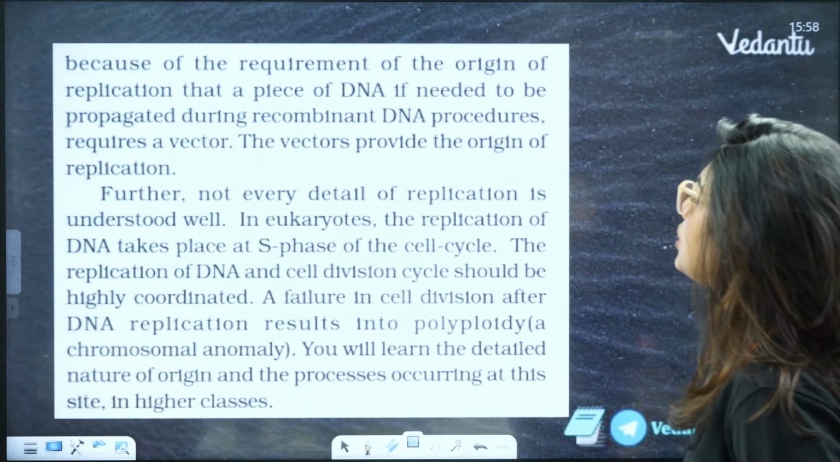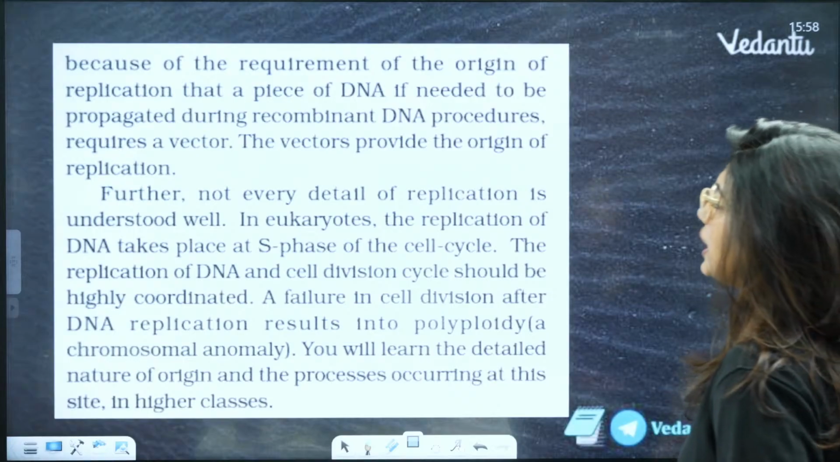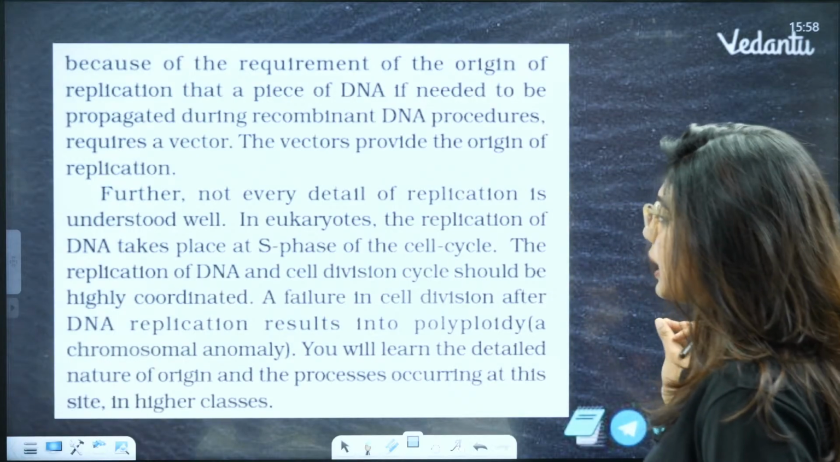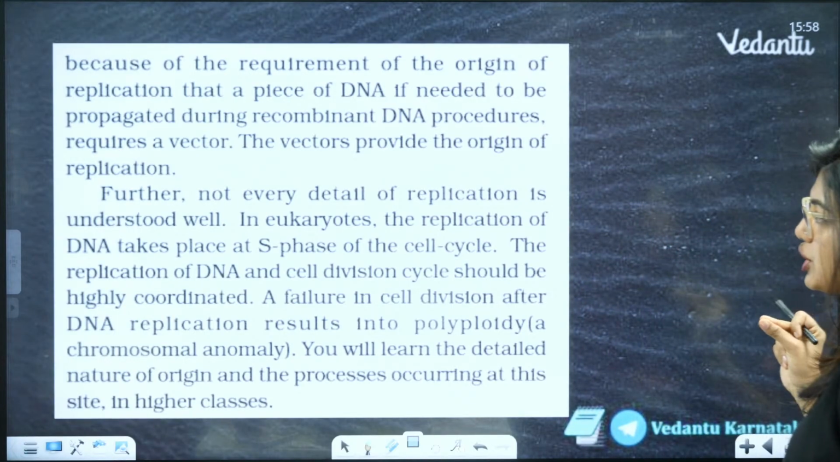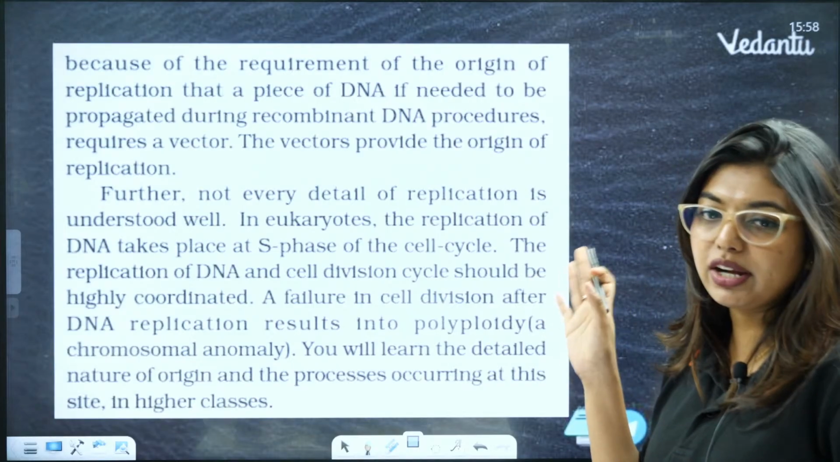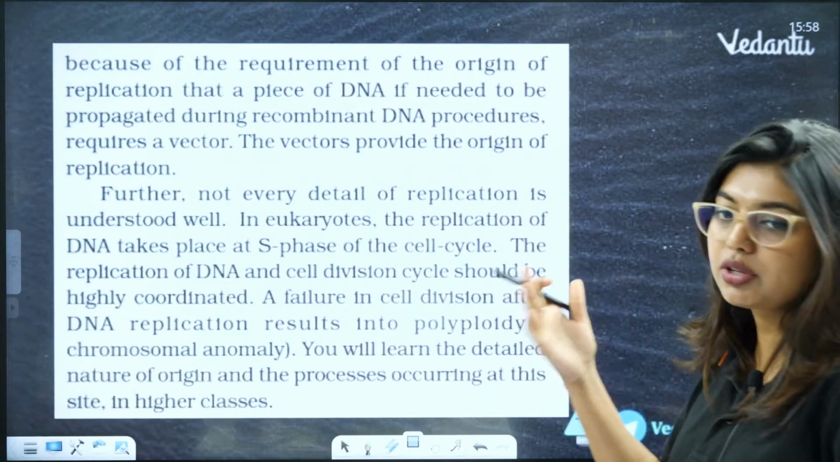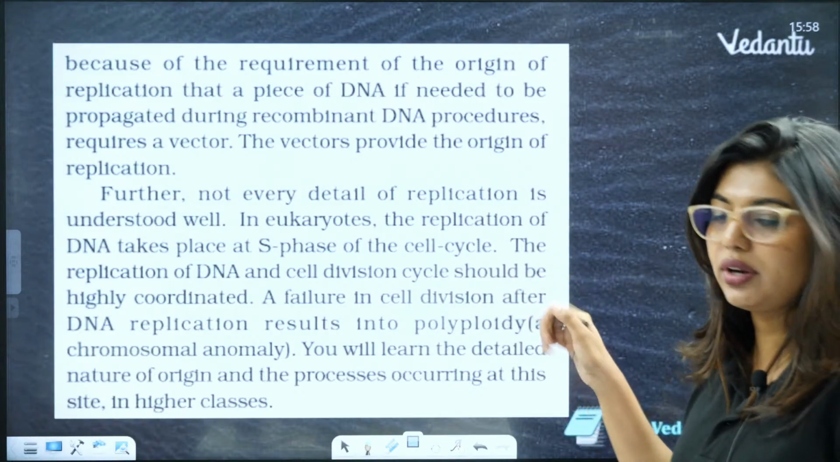Because of the requirement of an origin of replication, a piece of DNA, if it needs to be propagated during a recombinant DNA procedure, requires a vector. Again, biotechnology we will complete later, and I will revise all of that. For now, don't break your head, okay.